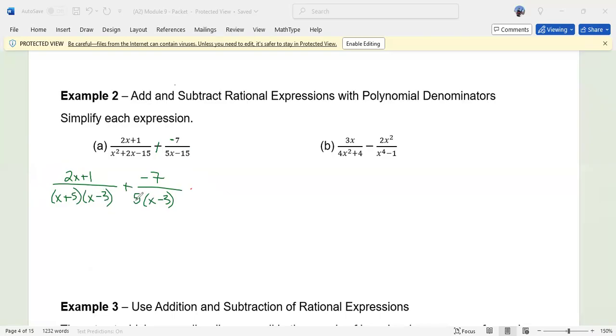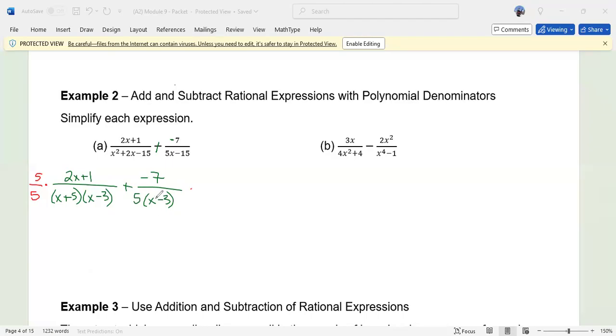We have a 5 and an x minus 3. So notice how we both have an x minus 3, but we're missing the other pieces. So what we're going to do is multiply by the missing piece. Our fraction on the left here, a rational expression, we have an x plus 5 and x minus 3. We don't have a 5, so we need to multiply that by 5 over 5 so that the denominators can be the same.